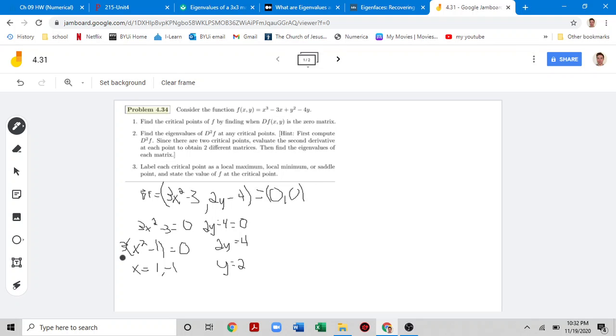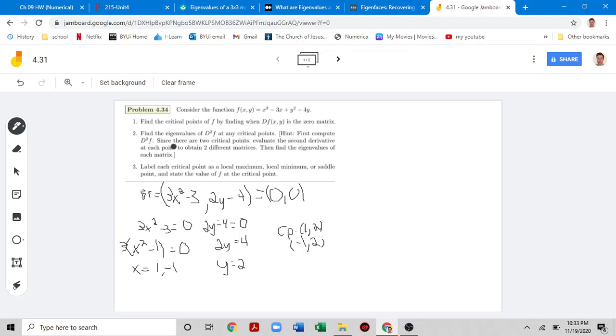But these aren't the critical points. The critical points are those joined together. So the critical points are going to be the x values with the y. So it's going to be 1, 2, and the other one is going to be negative 1, 2, because there's only one y, they have to share the y's. Cool, so these are the critical points.